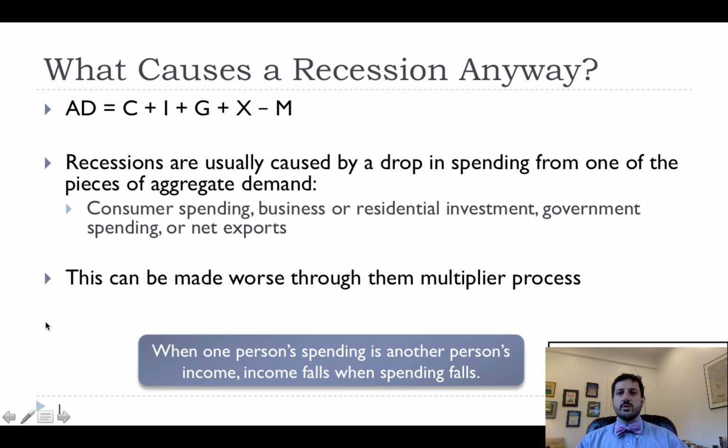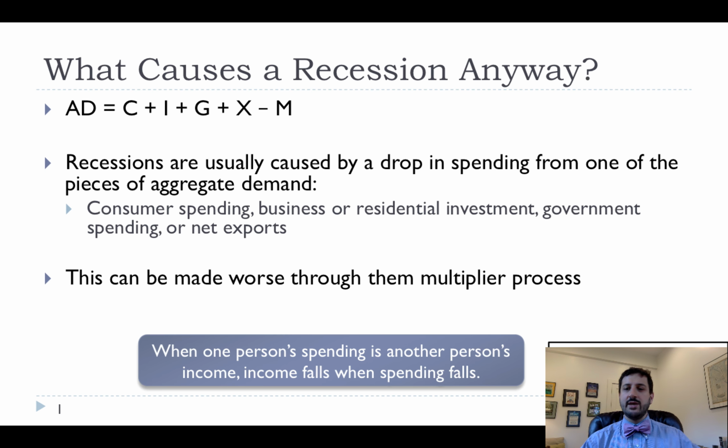So what causes a recession anyway? Well, in order to think about that, we need to think about aggregate demand. So remember that aggregate demand is equal to consumer spending plus investment spending, plus government spending, plus exports minus imports. And so recessions are usually caused by a drop in aggregate demand. It could be any piece of aggregate demand, but it's usually consumer spending or business or residential investment. Remember, residential investment means just building new houses.